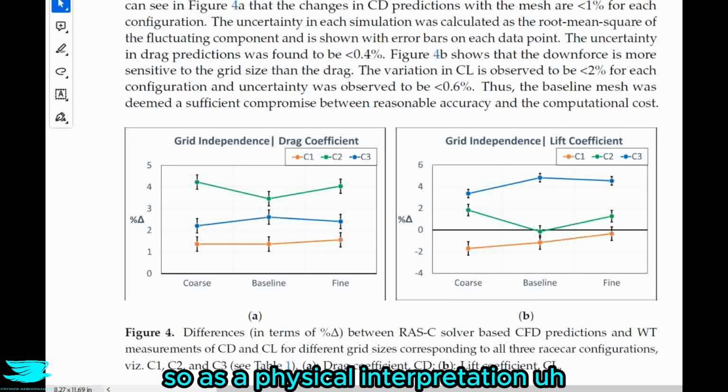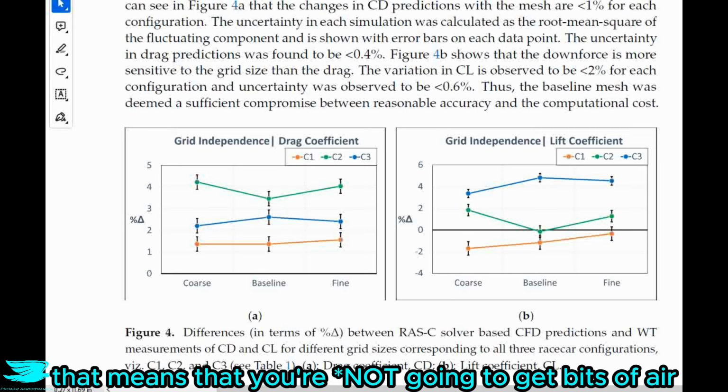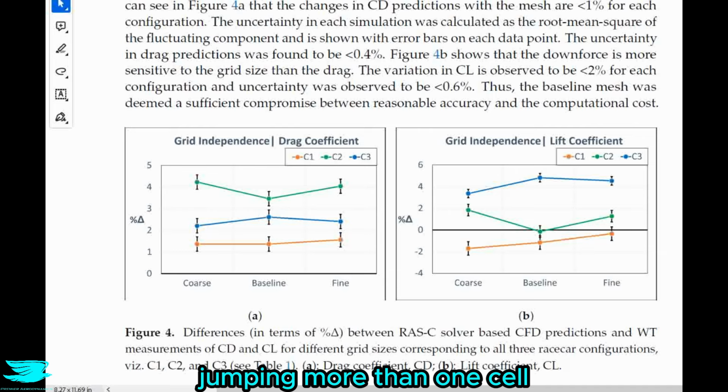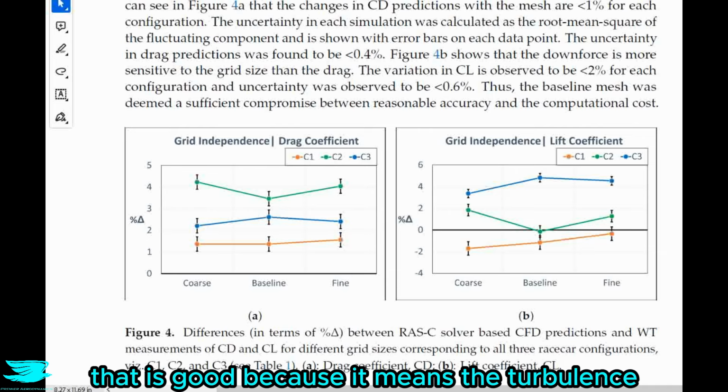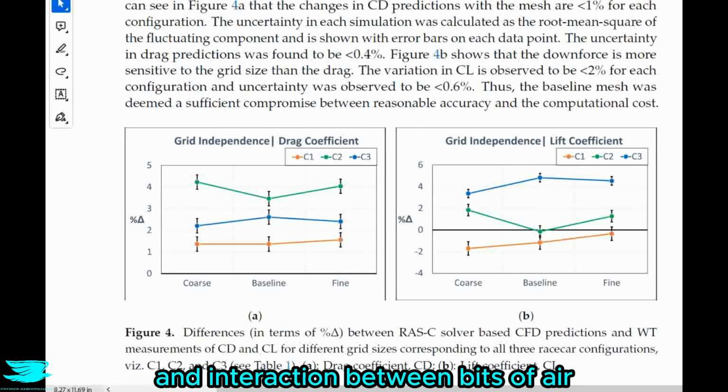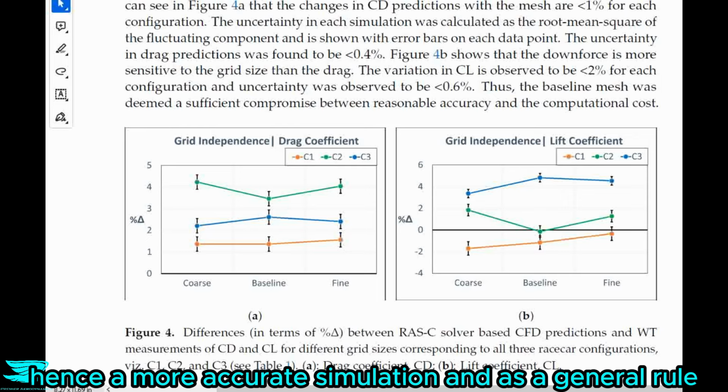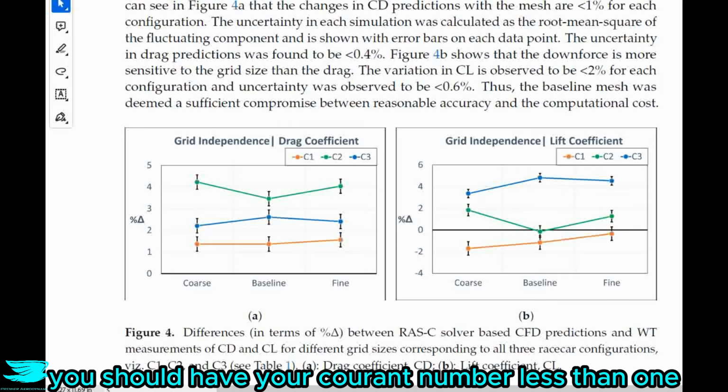So as a physical interpretation, that means that you won't get bits of air jumping more than one cell each time step. That is good because it means the turbulence and interaction between bits of air are better captured and resolved, hence a more accurate simulation. And as a general rule, you should have your Courant number less than 1.